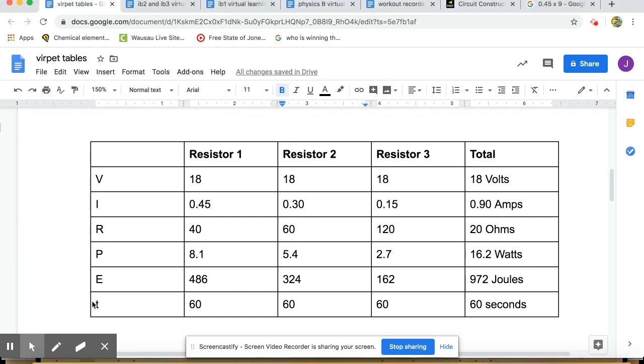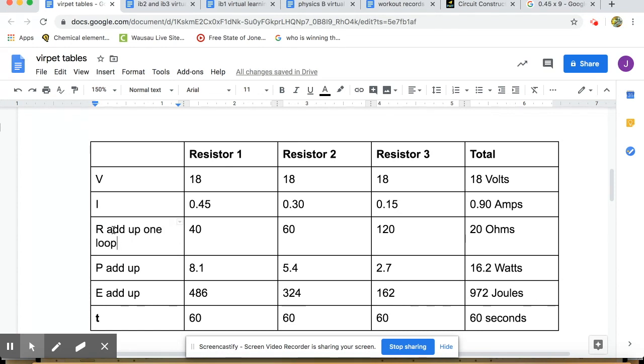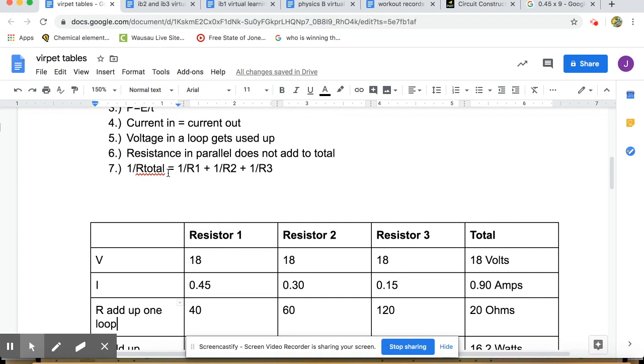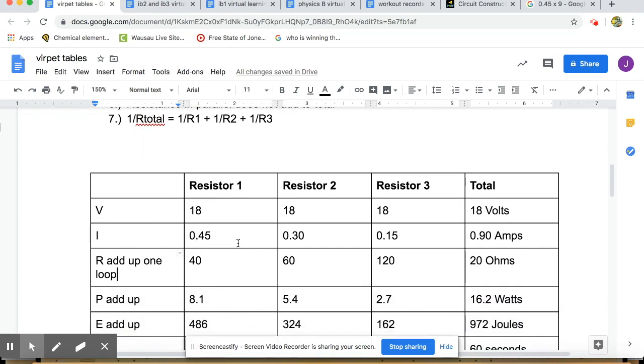Now, I want to highlight a few that don't have to add to the totals. The time will never add to the total. Basically, each resistor is just going to equal the total. You don't add them up. Energy, this column, you add up every single time. It helps check your answer. Power, you can always add up to find your total. These three are kind of interesting. Resistors, you add up if it is only one loop, but you don't add up any other time. Any other time, you have to use either this or just puzzle solving.